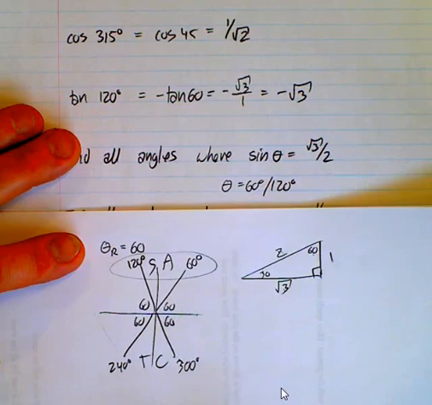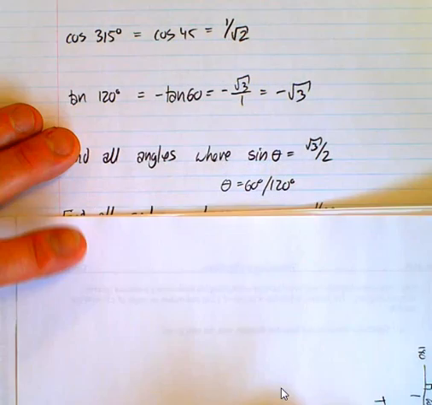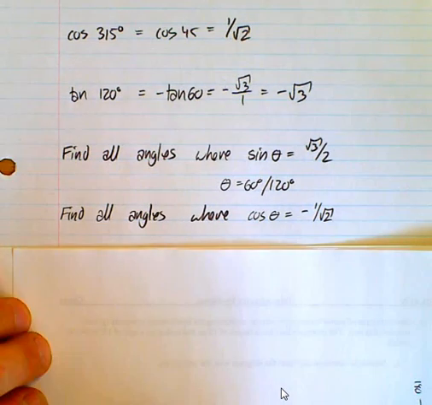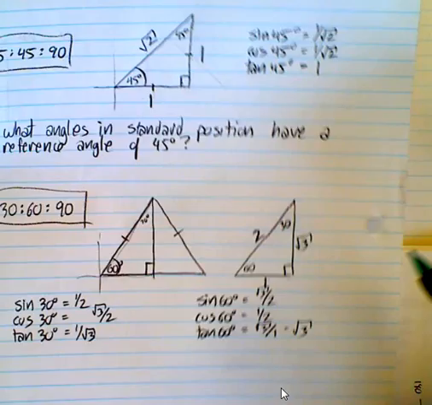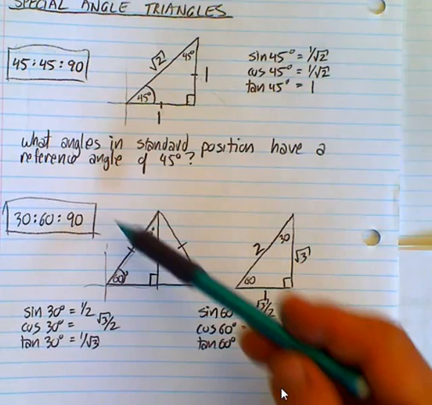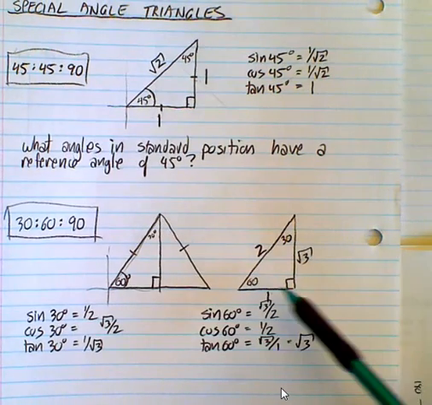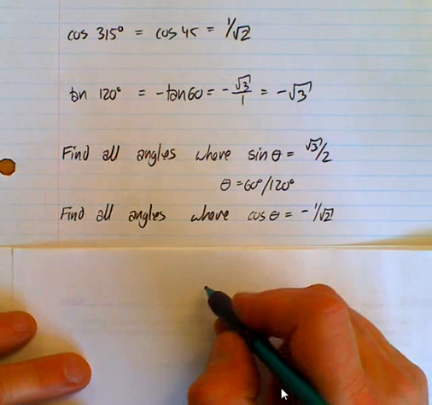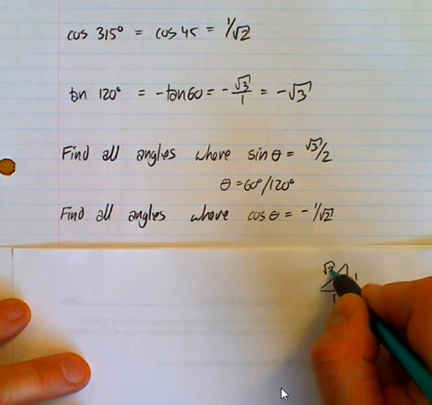Okay? I know it's kind of wacky. We'll get it though, don't you worry. Find all angles where cos theta is equal to negative 1 over root 2. So 1 and root 2. Which of these uses 1 and root 2? So 1 and 1, but this has a root 2, that doesn't have a root 2, so it's a 45, 45 triangle, right? So let's make a 45, 45, 1, 1, root 2, and 45 degrees.